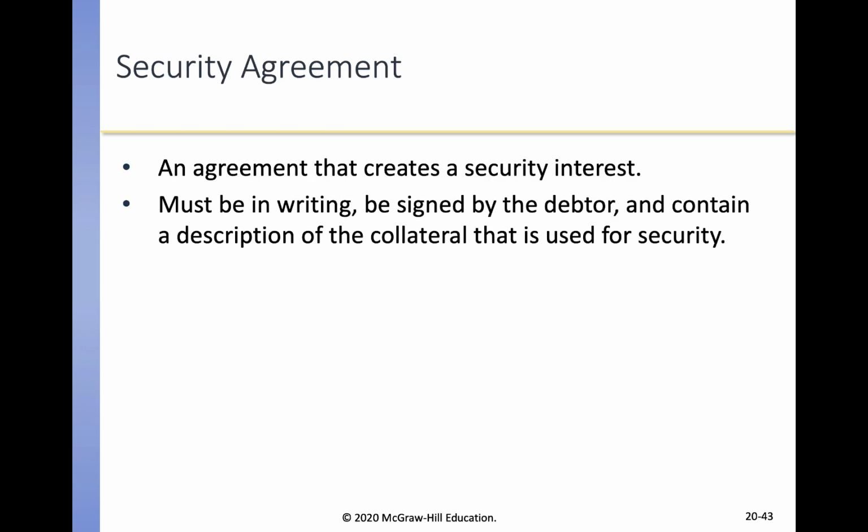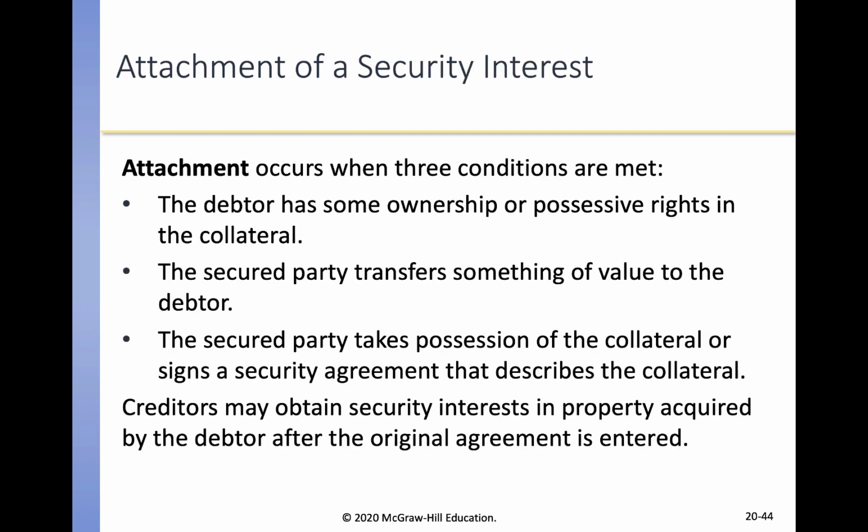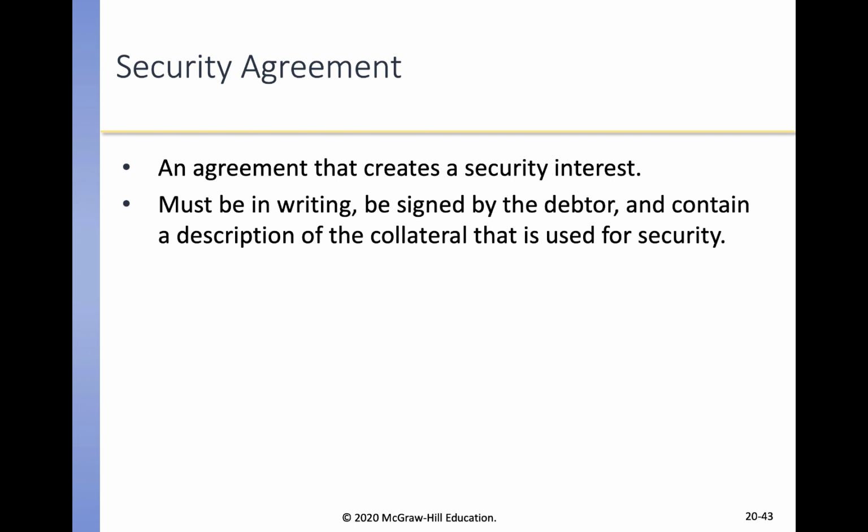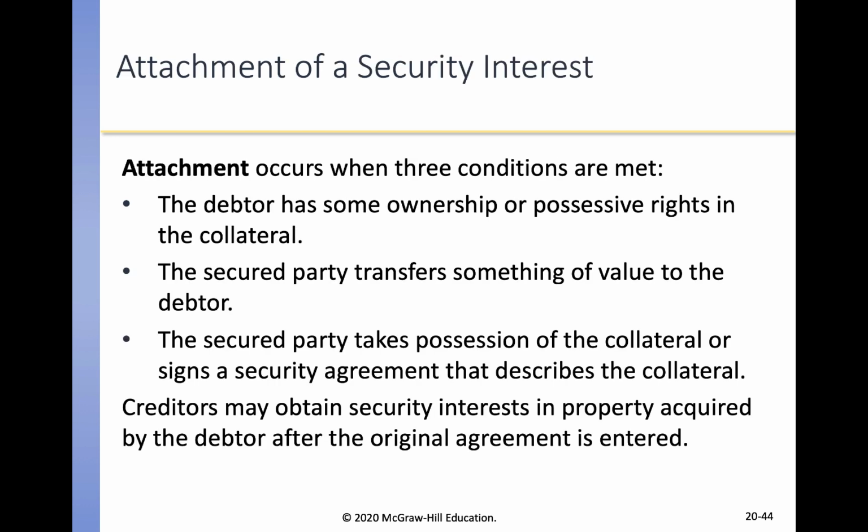A security agreement is an agreement that creates a security interest. It must be in writing, be signed by the debtor, and contain a description of the collateral that is used for security. So I buy something, I borrow money, I sign a security interest, and it meets all of these definitions. It's in writing, signed by the debtor, and contains a description.